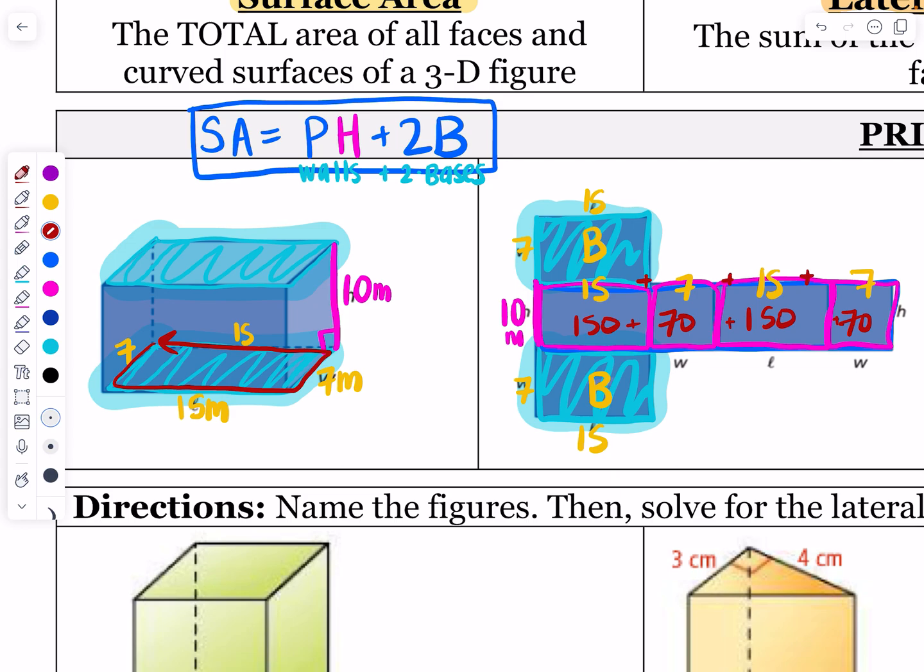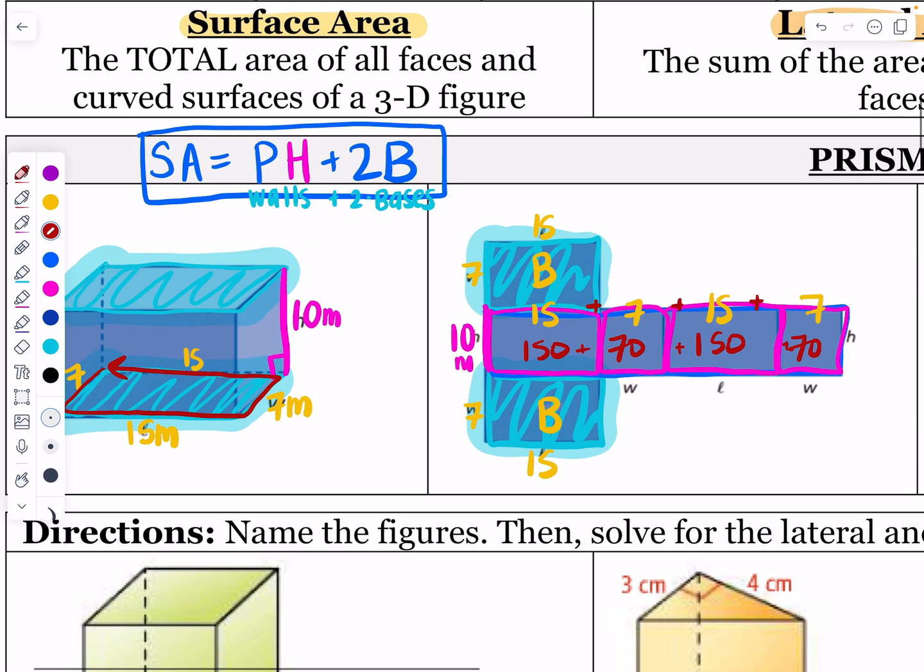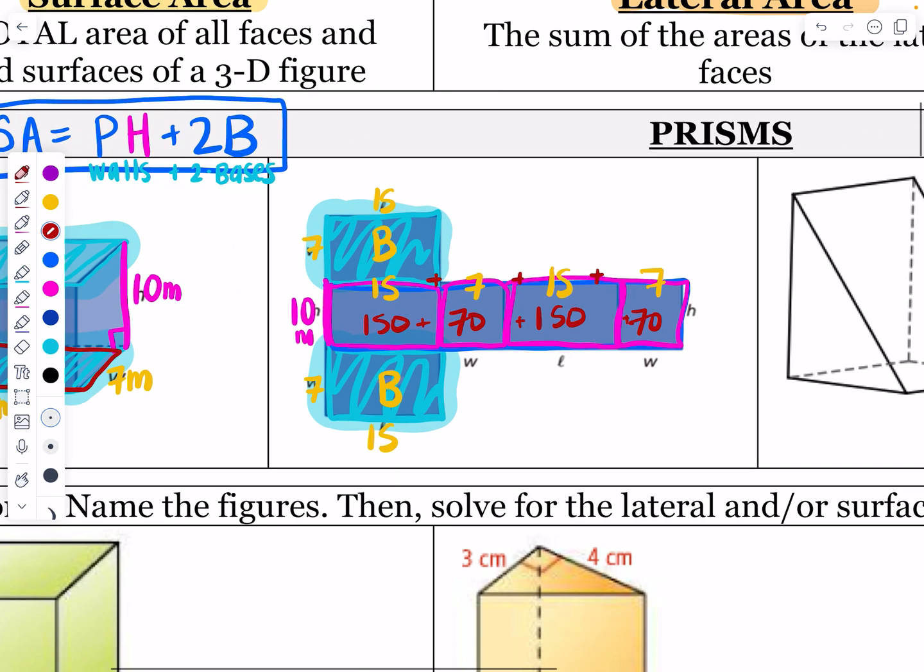You would just add together your two bases, and then you would add in all of your walls. So what is 7 times 15? Let's go ahead and do that. 7 times 15 gives me 105 for that area. This one would also be 105.